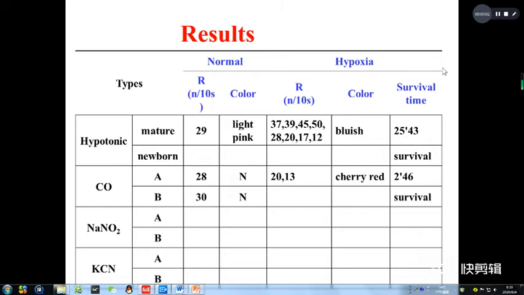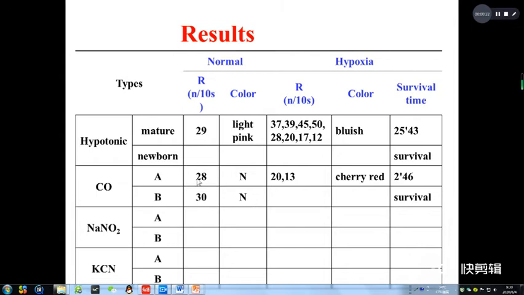Now carbon monoxide poisoning, two animals. The first animal inhaled carbon monoxide, and animal B first inhaled carbon monoxide and the next inhaled oxygen. Now the first animal died, the second animal survived.